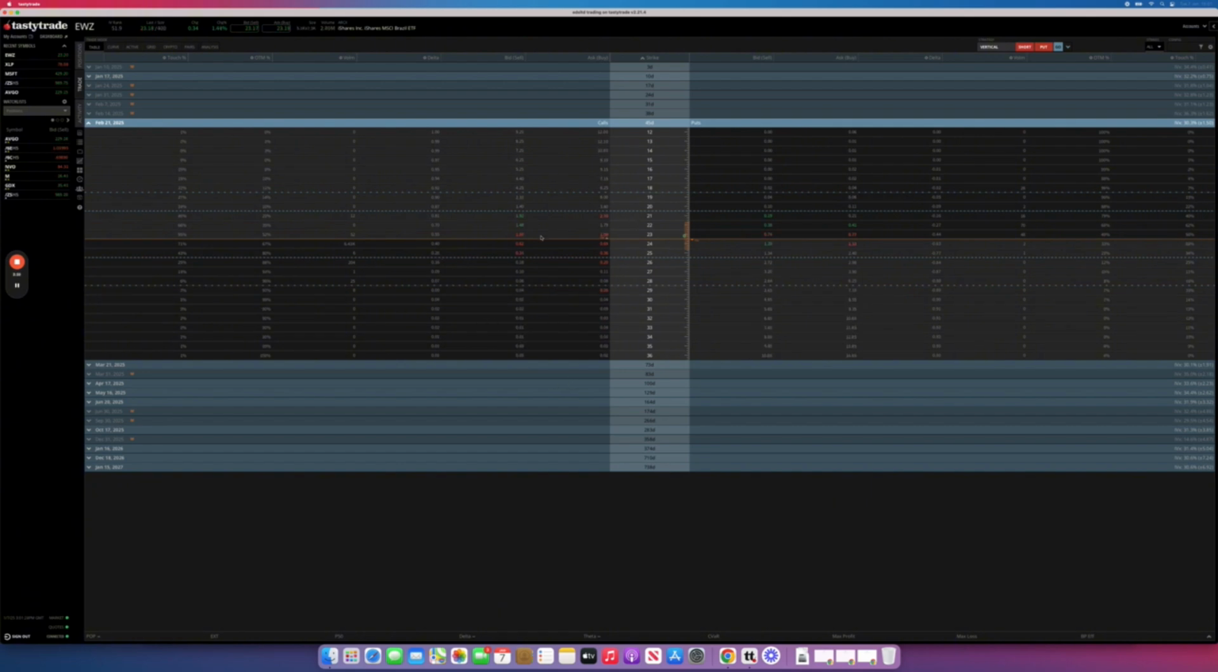We've got a horizontal orange line here that shows you where the price of EWZ is with respect to the strikes. In the middle here, this column is all of the strikes, and this vertical orange bar shows us what the expected move is of EWZ over the next 45 days.